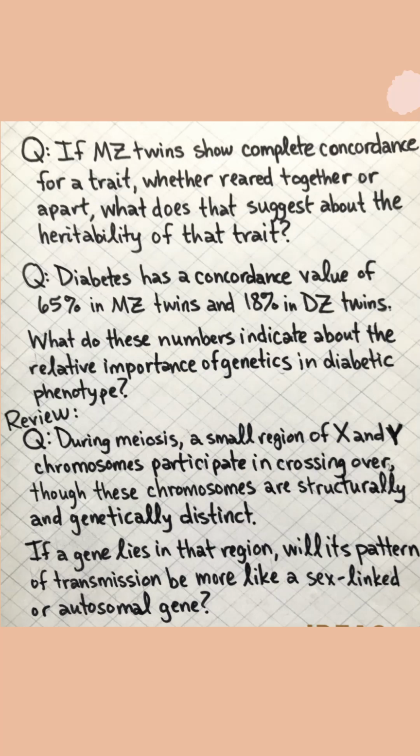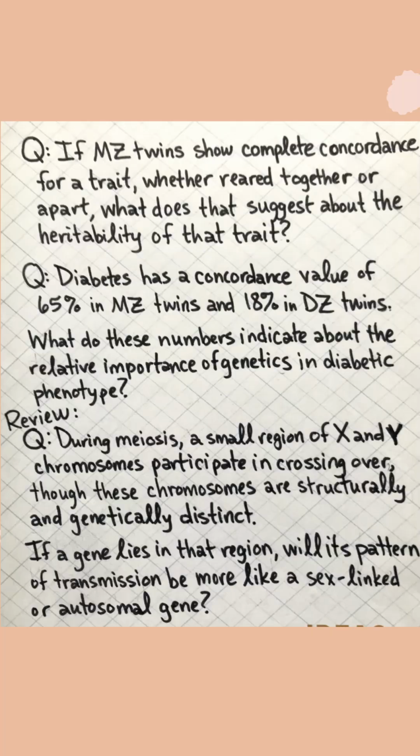The dizygotic twins, we expect about a 50% concordance value if this trait is very heritable, because remember, they only share about 50% of their genes. Because dizygotic twins show 18% concordance in this trait, it also shows that the genes have some influence over it, but the environment also has quite a bit of influence over this phenotype.